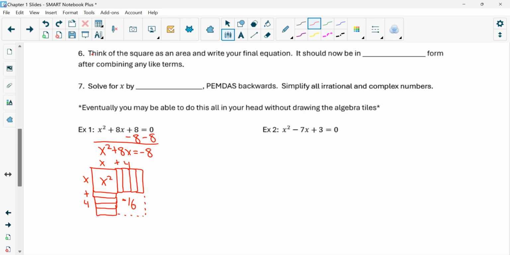All right, so then we're going to think of this whole thing as an area. And in the end, once we write it as an area, it should be in this parentheses squared form. So if we think of this whole thing as an area, it's x plus 4 units wide, x plus 4 units tall. What's x plus 4 times x plus 4? Another way of writing that: x plus 4 quantity squared, right?